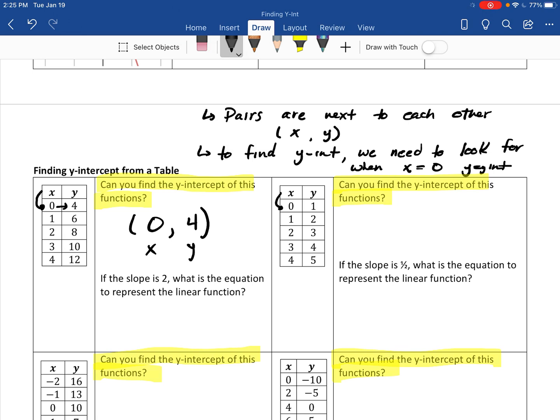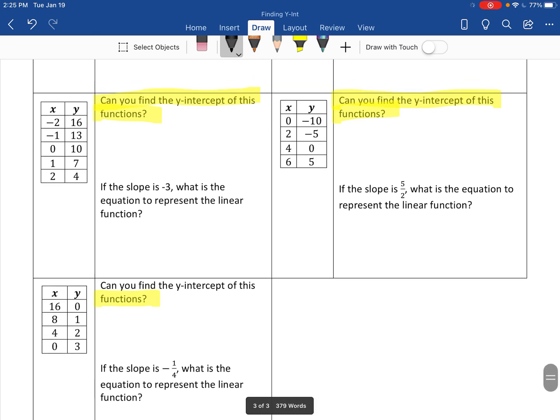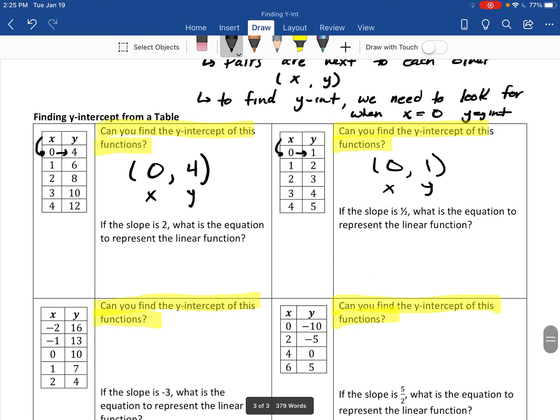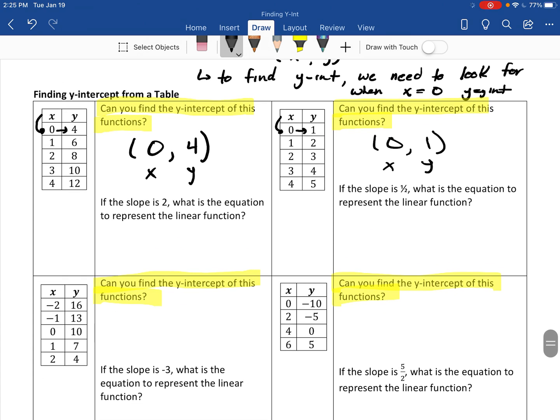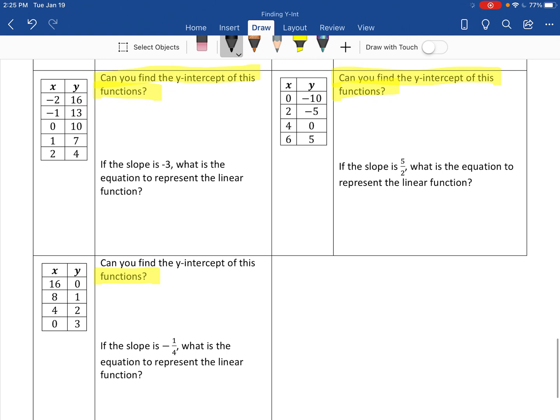Looking at this next one, we get lucky again. 0 is our first number. Straight across is 1, so I have 0, 1. And again, that's an x and a y. So go ahead, pause the video after those first two. I know those were quick. Again, you're going to find where x is 0 and look straight across from where 0 is, and that'll be your y-intercept. You have 3 more problems to complete for today's notes.